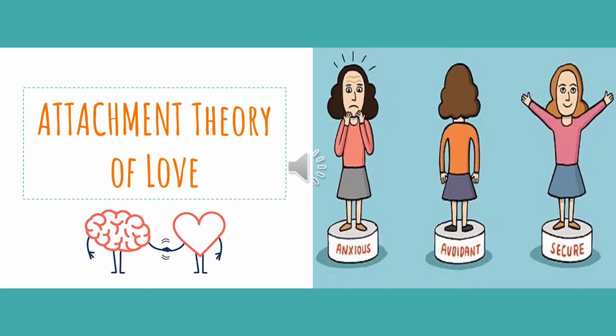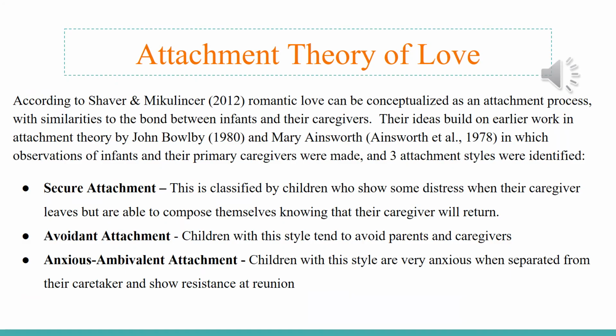Attachment theory of love. According to Shaver and Mikulincer, romantic love can be conceptualized as an attachment process with similarities to the bond between infants and their caregivers. The ideas build on earlier work in attachment theory by John Bowlby and Mary Ainsworth, in which observations of infants and their primary caregivers were made and three attachment styles were identified.